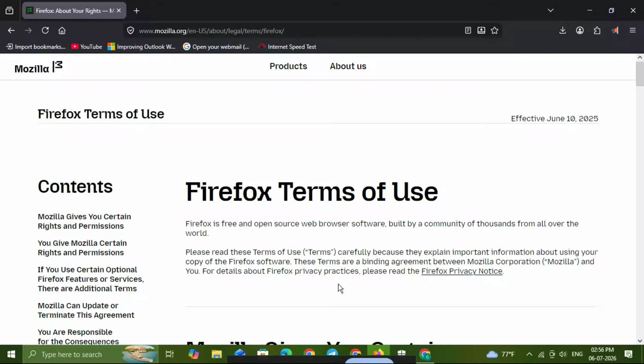In today's video, I'm going to explain what the Mozilla Firefox terms of use are and what they mean for you as a Firefox user. If you've seen headlines or posts talking about Firefox terms, permissions, or privacy changes, this video will help you understand what's actually going on in simple terms.